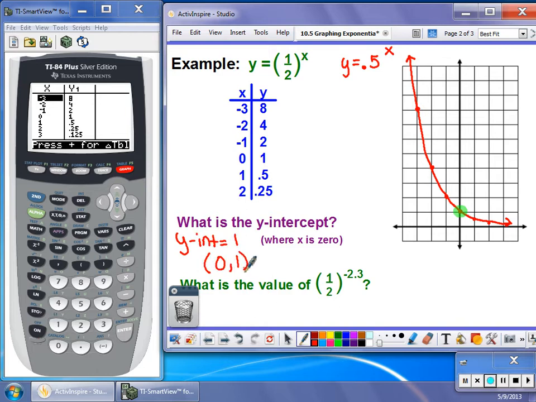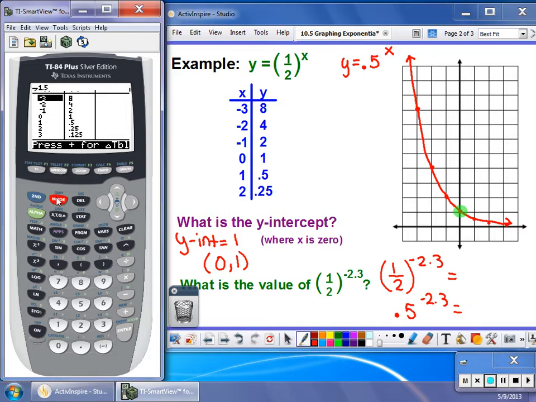And then again, if you have something like this, you can either enter this into your calculator on the main screen as a fraction, like that, or if you wanted to, you could do 0.5 to the negative 2.3. Either of those would give you the same answer, but remember, to do that, you go back to your main screen, okay? And what we'll do is we'll put in 1/2, close those parentheses, raise it to the negative 2.3, and then hit enter, and what I see is it's about 4.9.